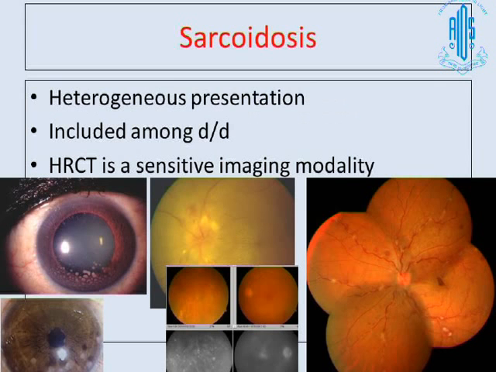Sarcoidosis, as already said, is included in most of our differential diagnoses of primary uveitis, and HRCT is a very sensitive imaging tool to see the signs of sarcoidosis in the lung. And of course, you will see the granulomatous uveitis, the Busacca nodules there, the classic optic disc signs, lots of vasculitis, and the signs of candle wax drippings. Everything is seen in these patients.